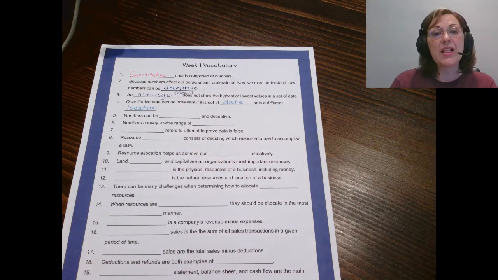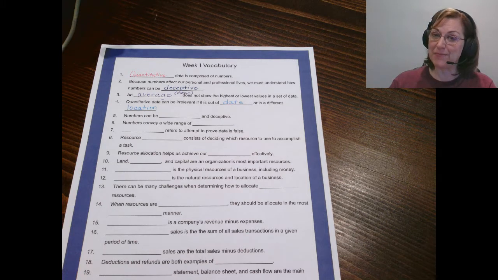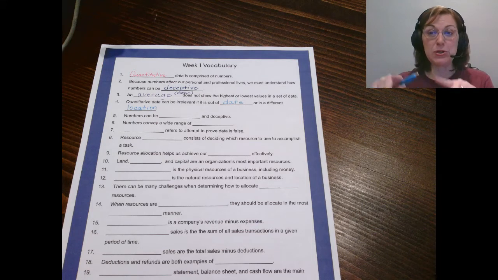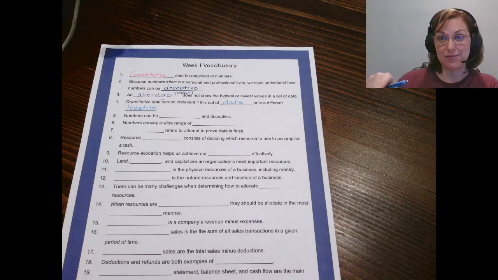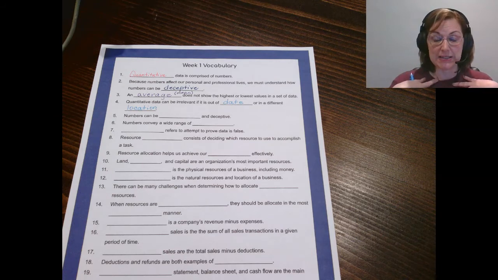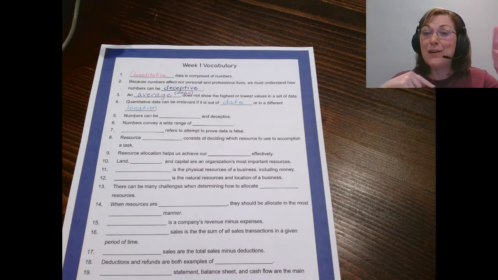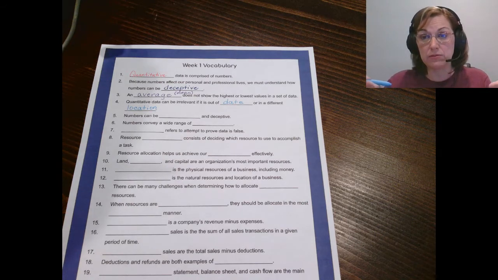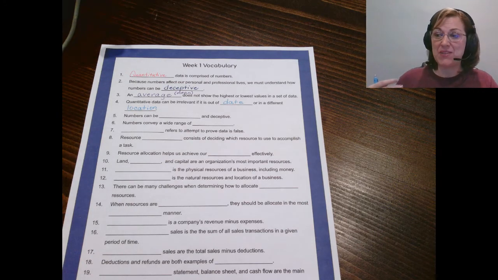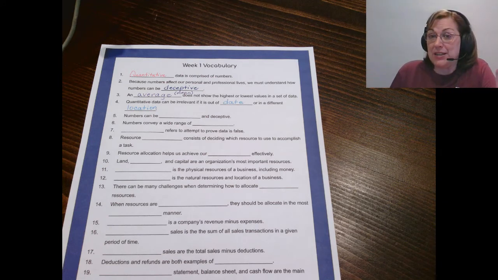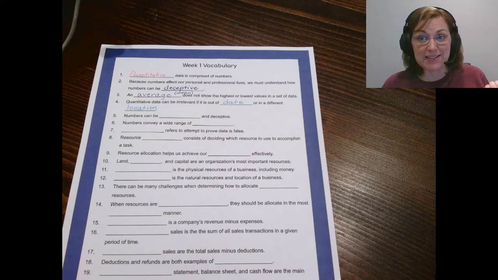Quantitative data can be irrelevant if it's out of date or in a different location. Meaning, if we're looking for average temperature in August, and I live in Texas, my quantitative average temperature in August is not going to apply for someone who lives in Seattle, right? It's in a different location. I can't use the average temperature in Seattle to decide what I think the average temperature is going to be like here in Texas.